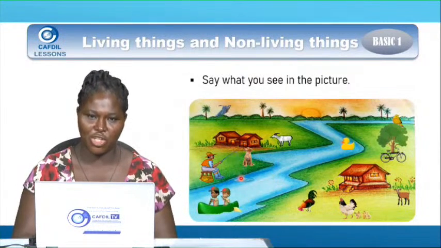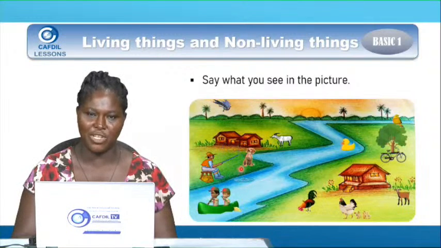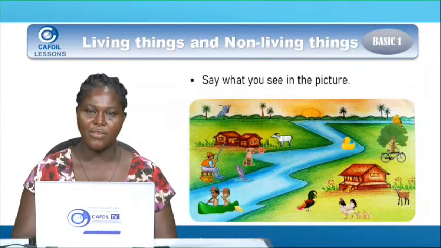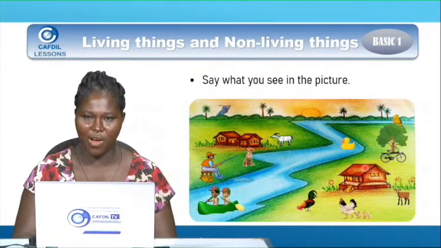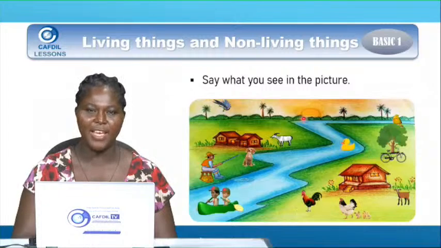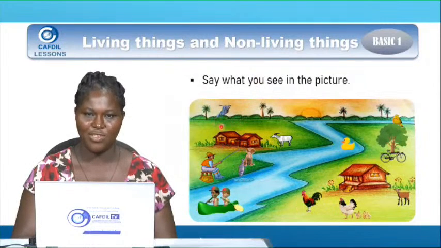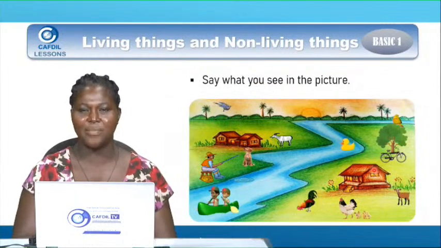We have a fish. The man is catching fish. We have a dog. We have goats. One is here and another. We have houses. One is here and two are here. So we have three houses in the picture.